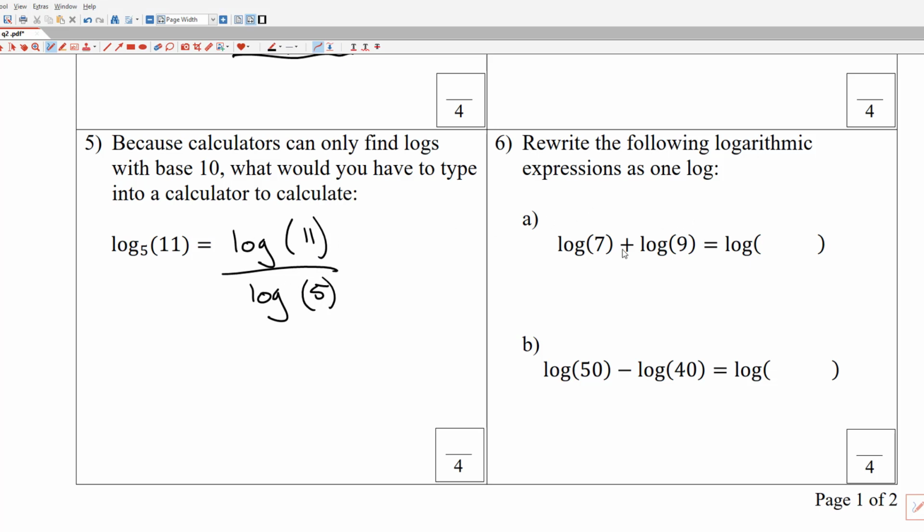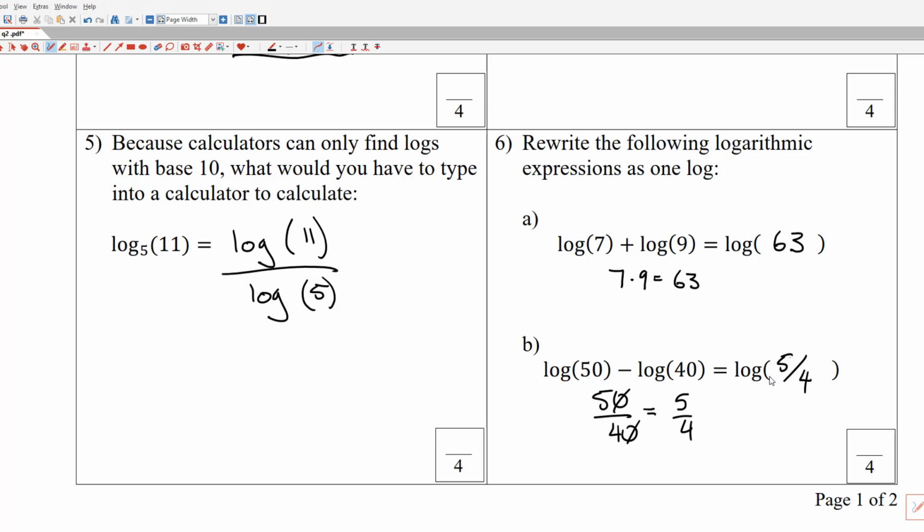Number 6, very similar. Whenever you add logarithms, you're going to multiply their powers. So this is going to be 7 times 9, which is just 63. So this is going to be log of 63. And similarly, when you subtract, you do the reverse of multiply. You divide 50 divided by 40. You can divide the top and bottom by 10, get rid of the 0, and that's just 5/4. So I'm going to rewrite the 5/4 in here. That's our final answer. You can have a fraction, it's fine.